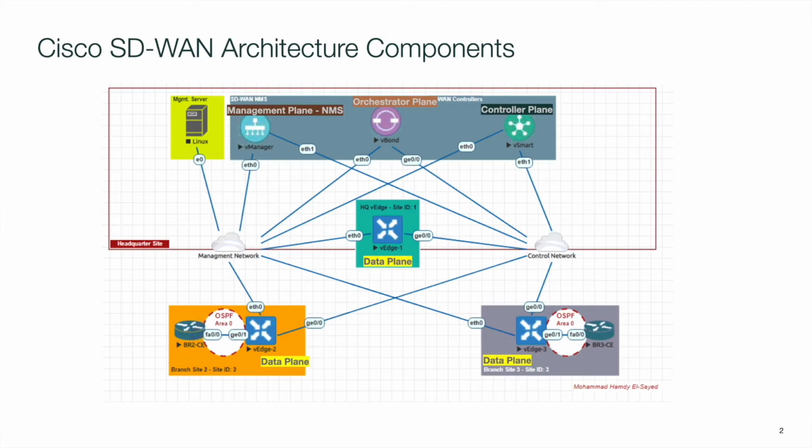Four main components of the Cisco SD-WAN architecture: management plane, vManage; orchestrator plane, vBond; controller plane, vSmart; and data plane, vEdge.